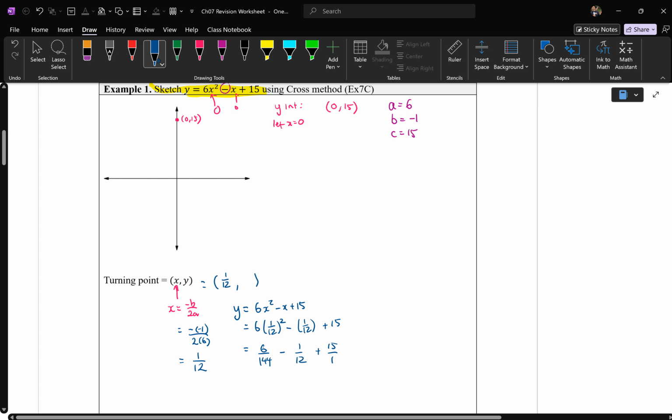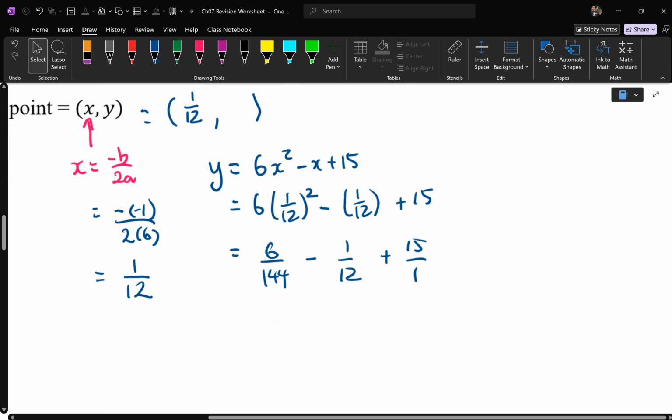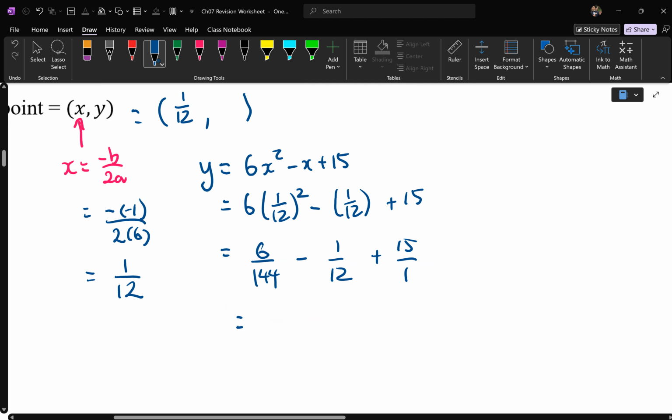I can see here that this is a 12. So if I times this by 12 and times that by 12, same denominators. So I'm doing this by hand, and keep in mind you could have done it with a calculator as well. So 6 on 144 minus 12 on 144 plus 12 and what's 15 times 12?